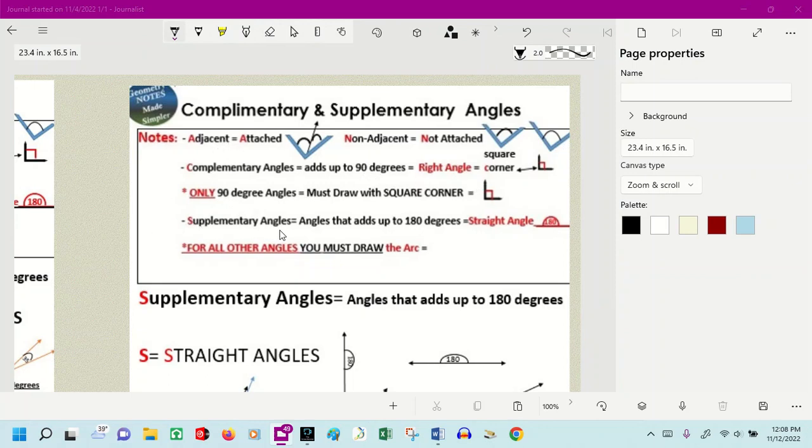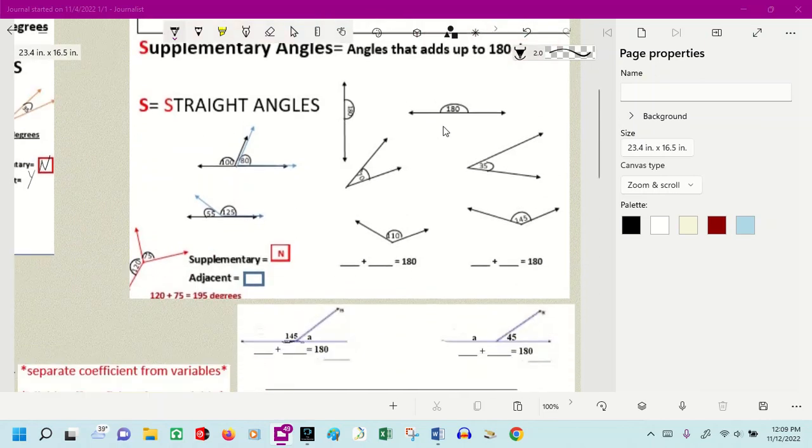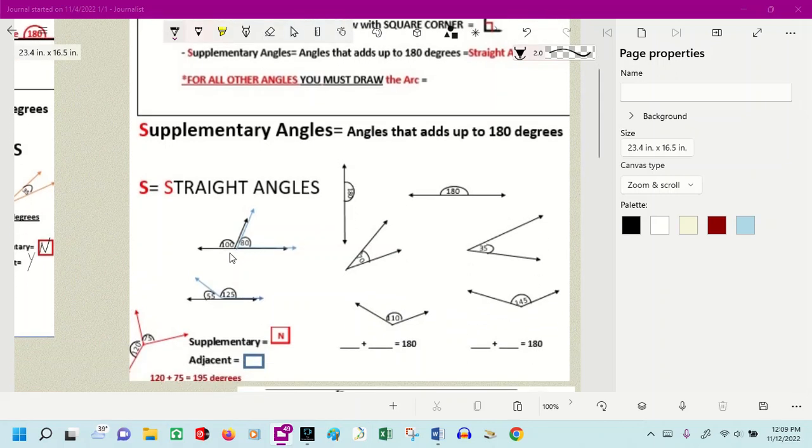And supplementary is angles that add up to 180 degrees. 180 degrees is your straight line. That's why the name of that angle is called a straight angle. And all angles that are not this one here will have the arc over it, including the 180-degree straight line angle. So when we are doing supplementary angles, they are angles that add up to 180 degrees, no matter how you divide it. If the angles add up to 180 degrees, they are supplementary angles. And the name for those angles are straight line angles.